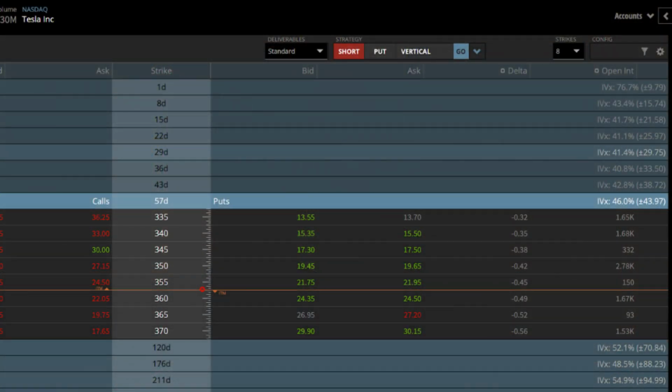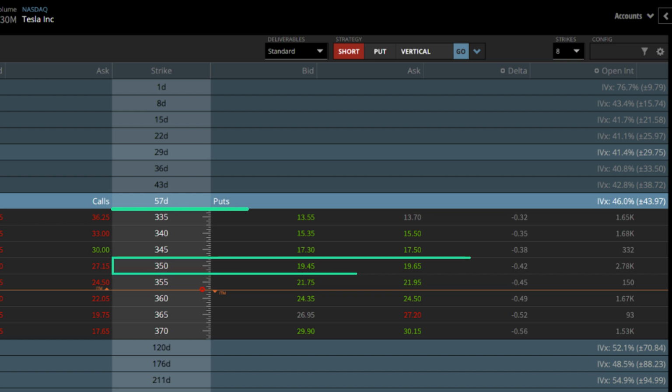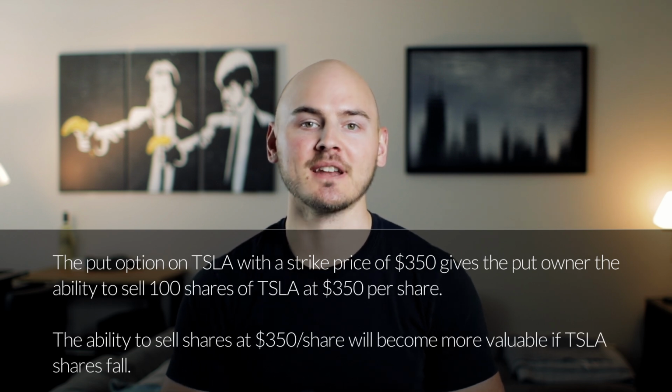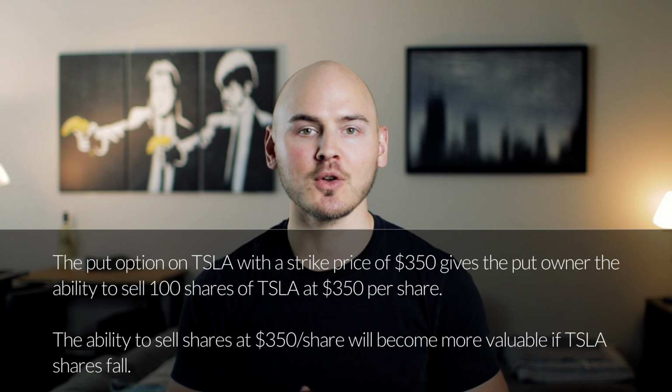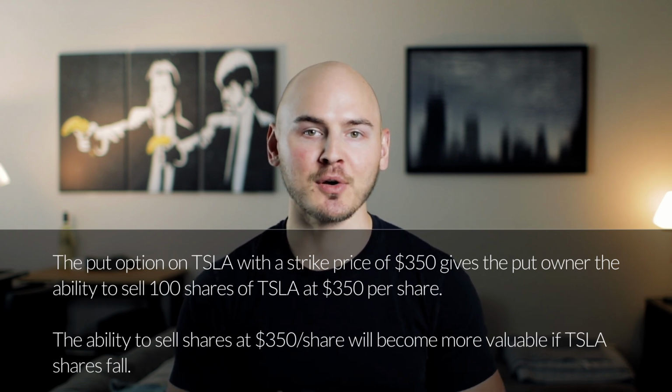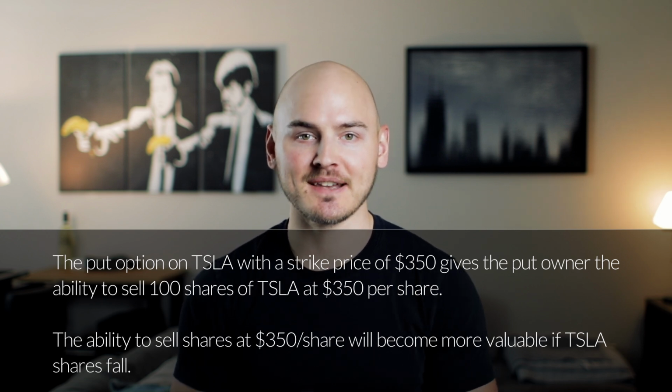As an example, let's say we're looking at a put option on Tesla with 57 days to expiration, and the strike price of this particular put option is $350. Let's say the current market price of this option is $19.55. If a trader buys this put option with a strike price of $350 and 57 days to expiration, and they pay $19.55 for this option, this trader will have the ability to sell 100 shares of Tesla stock at $350 per share, since they purchased the $350 put option expiring in January 2020, which has 57 days to expiration.